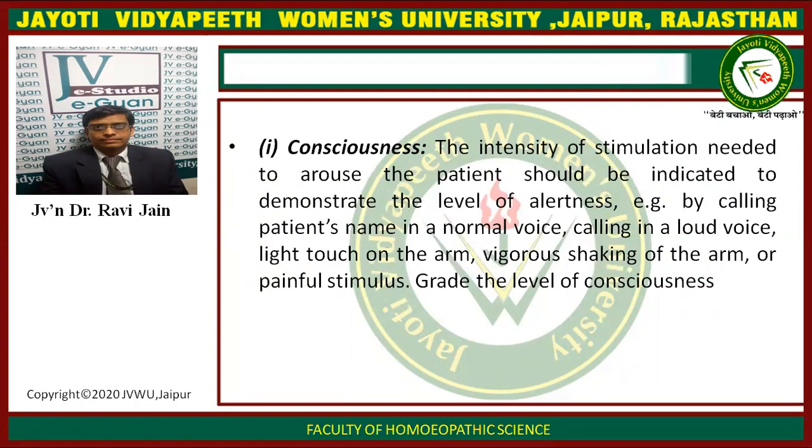The first one is consciousness. The intensity of stimulation needed to arouse the patient should be indicated to demonstrate the level of alertness. For example, by calling the patient's name in a normal voice and then in a loud voice, a light touch on the arm, vigorous shaking of the arm, or a painful stimulus. Grade the level of consciousness. So to check for consciousness, you have to call the name of the patient to check the level of alertness, in a normal voice and a loud voice. Then you touch the arm, shake the arm vigorously, or give a painful stimulus to check the level of consciousness.